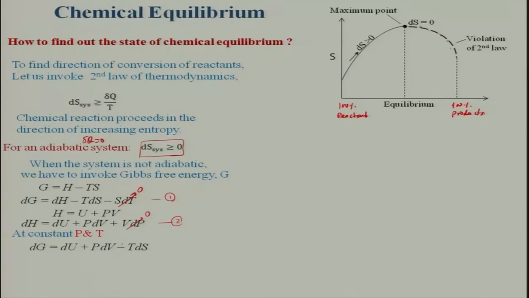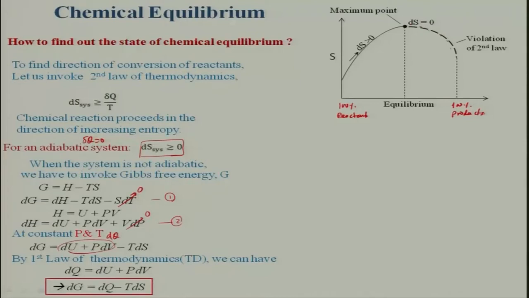Now, this is from the Gibbs free energy, and also from the second law of thermodynamics. Now, we will have to connect to the heat, because here dq is there. So, from the first law of thermodynamics, we know that dq is equal to dU plus PdV. That means this will be nothing but your dq. Therefore, this change in Gibbs free energy is equal to dq minus TdS. And according to the second law of thermodynamics, dG will be less than or equal to 0. Keep in mind that this is the change in Gibbs free energy at constant temperature and pressure.